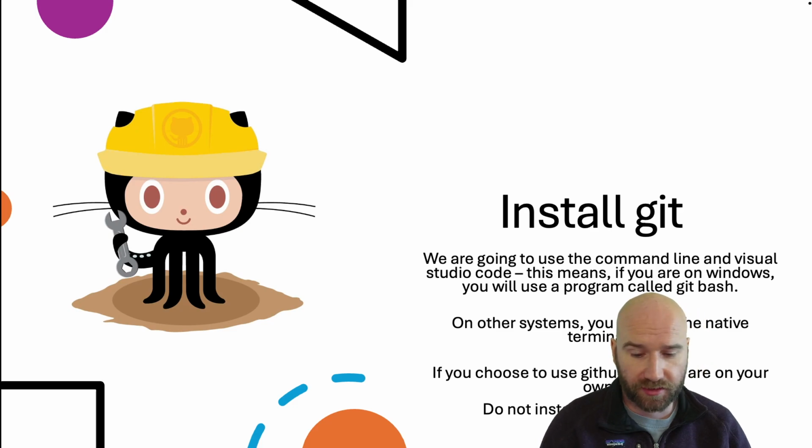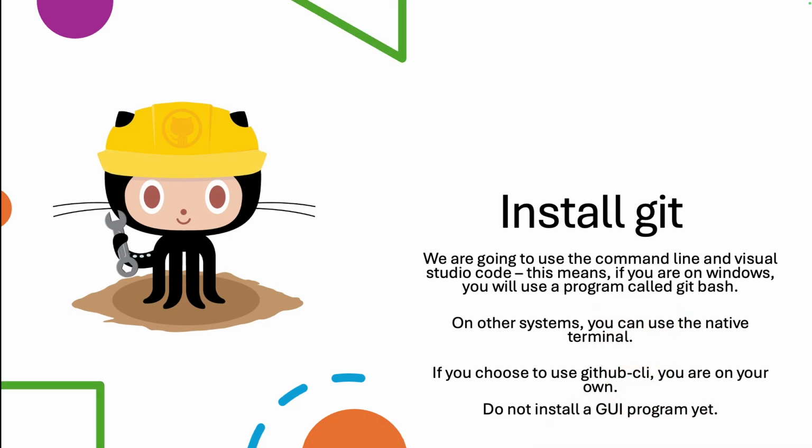So we're going to install Git. We're going to use the command line and Visual Studio Code. This means that if you're on Windows, you're going to use a program called Git Bash. This might seem a bit strange to you, but essentially what the Git project ended up doing was, well, actually, I don't want to infer how it felt because I don't know. But to me, it seems like potentially the developers of Git didn't like working with the Windows command line and Git.